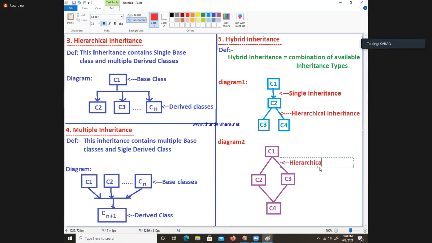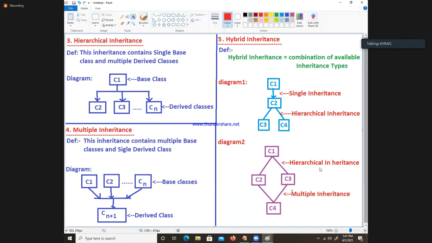Hierarchical inheritance. Okay, hierarchical inheritance. Right. Now next, coming to this part, what is it called? Multiple inheritance. This part is called multiple inheritance. I hope the two combinations are clear.